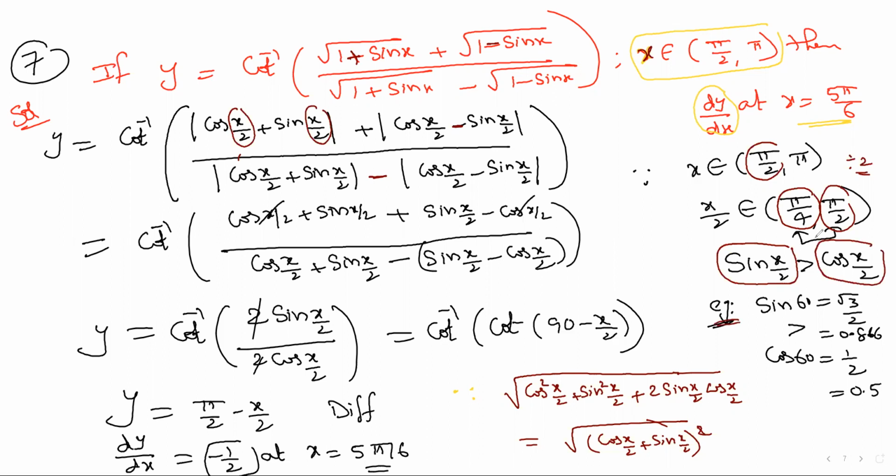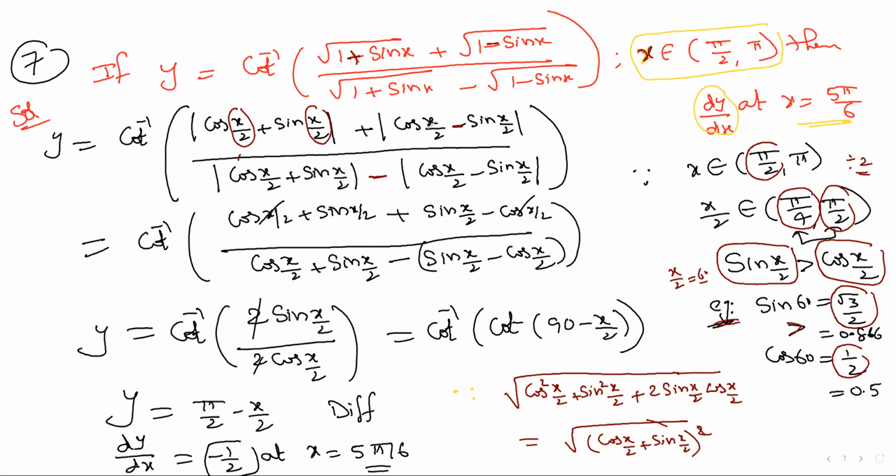Let us take one example. Here, between, we should take 60 degrees. x by 2 is equal to 60 degrees. So sin 60 value is root 3 by 2, cos 60 value is 1 by 2. So sin 60 is maximum compared to cos 60.